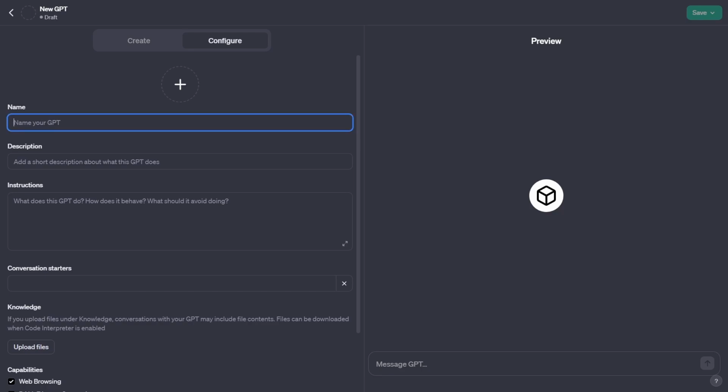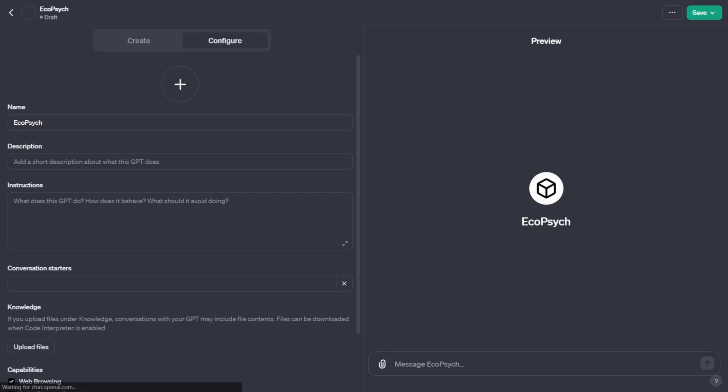So what I'm going to do here is name it something. Here you want to make it a short and catchy name, whatever it is. You can ask GPT for a name as well. I'm going to call it Eco Psych. I think it's a pretty cool name. Here I'm going to use DALL-E. I'm just going to let it generate its own image and see what happens. I have no idea what it's going to generate based on just Eco Psych. Might be some psychedelic thing, I have no idea, but we'll see what happens.